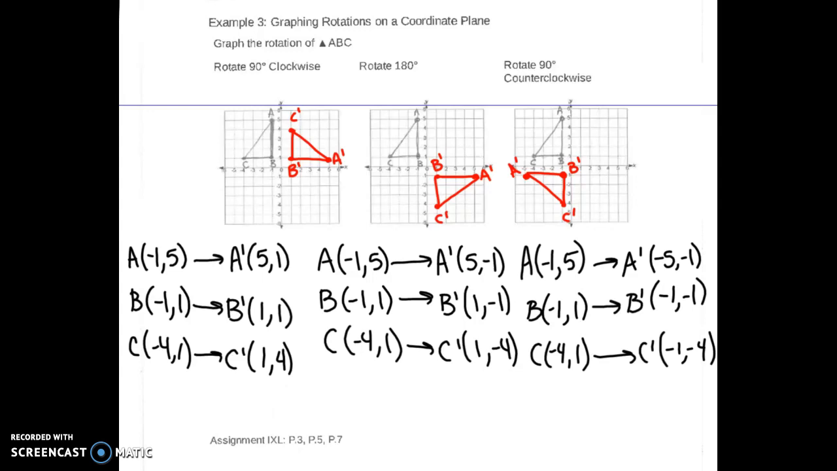So you guys' homework, you have 3 IXLs. P3 talks about translations, graphing images. P5 talks about reflections and graphing images. And P7 talks about rotations and graphing images.